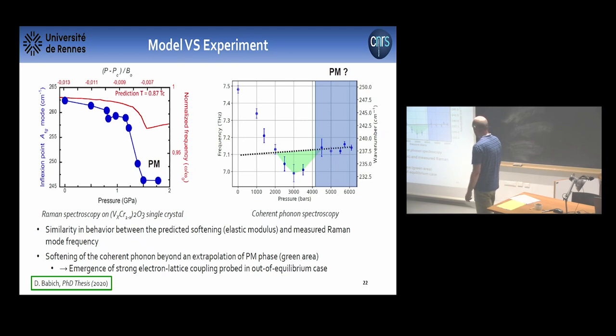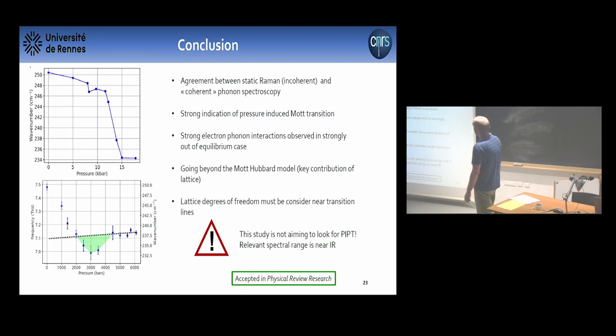So just to sum up, we have a good agreement between the static Raman spectroscopy and the coherent phonon spectroscopy. I hope that you do believe that we have a strong indication of the pressure-induced Mott transition in our case. And I think the most important message for me is that in those kind of samples, you really have to go beyond the Mott-Hubbard model near the first-order transition line to explain all the physics at play, right?